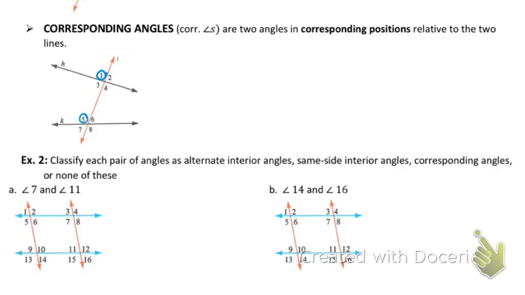So 1 is in the top left, so you're looking for the one in the top left of the bottom line, which is 5. So we have angle 1 and angle 5. Angle 2 and angle 6.